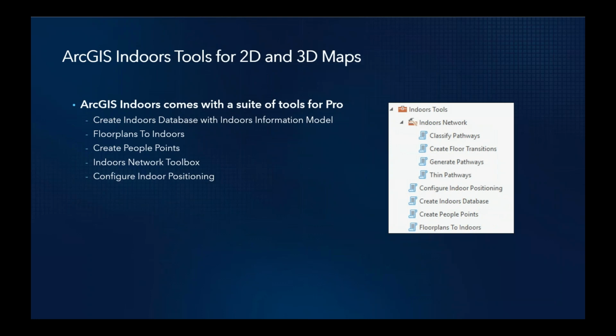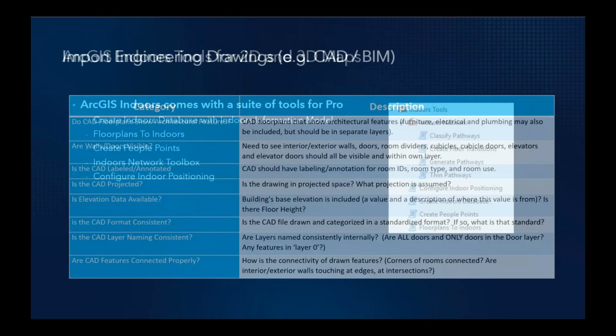The tools that are included in the toolbox include the ability to create an Indoors database with the Indoors information model in it, the floor plan to Indoors tool, which will suck in your CAD data, push it into that database, create points of interest representing your people, also create the Indoors network from your points of interest and your converted floor plan data, and then the ability to turn on your indoor positioning.